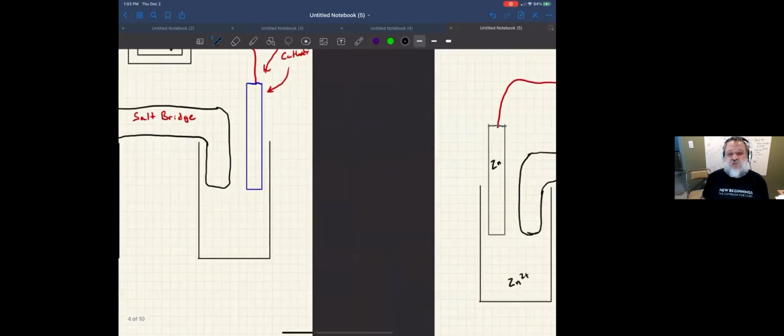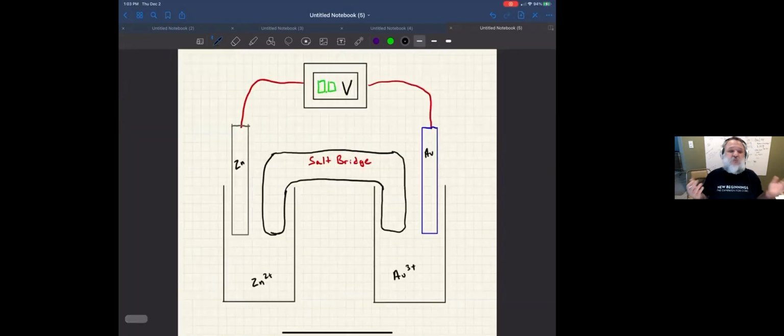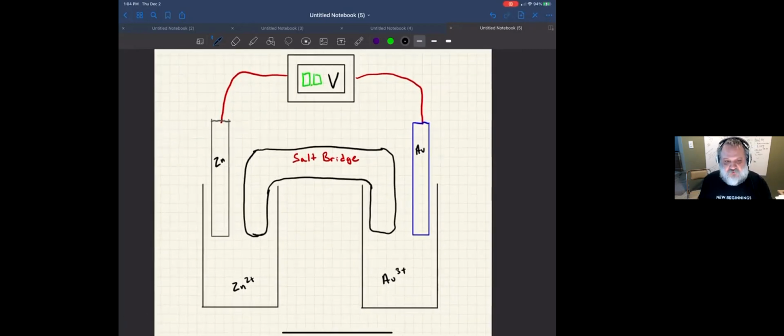So in the next picture, I went ahead and arbitrarily said, okay, well, the zinc's on the left, gold's on the right. What that means is that then zinc 2 plus ion is in the solution on the left with the zinc, and the gold 3 plus ion is in the solution on the right with the gold. So that's a good place to start. Once you've decided that those are the ways to do it, then everything else sort of falls into place.